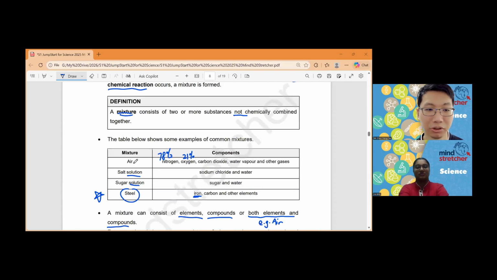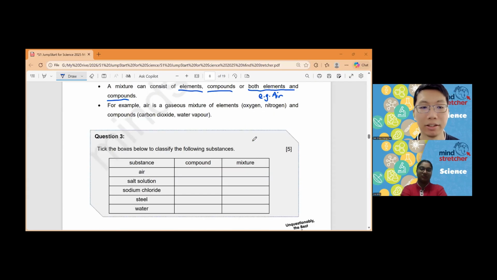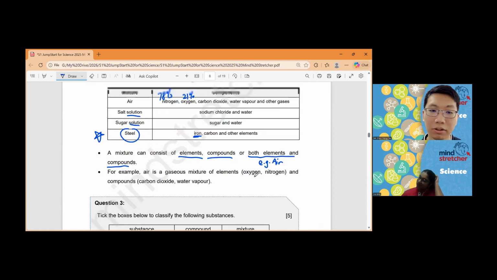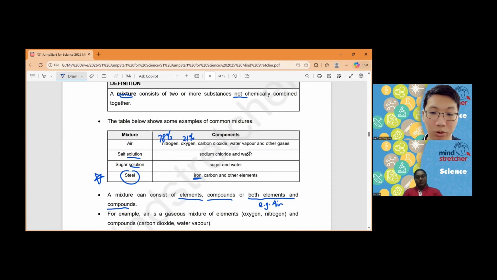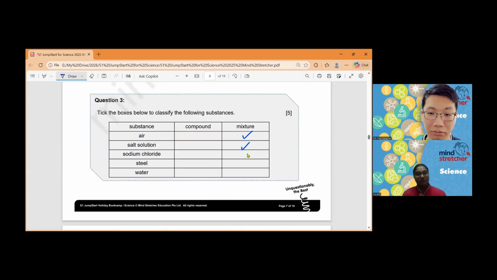Air, right? So you come back here. Air contains nitrogen, oxygen, carbon dioxide. It's a mixture of all these gases. So air is a mixture. What about a salt solution? Salt solution contains sodium chloride and water. They are mixed together. There are no chemical reactions between them. You just dissolve the salt in water. Dissolving is not a chemical reaction. So that's a mixture.